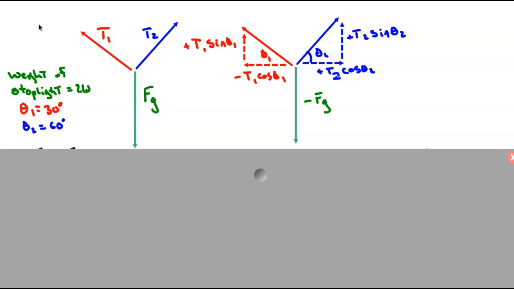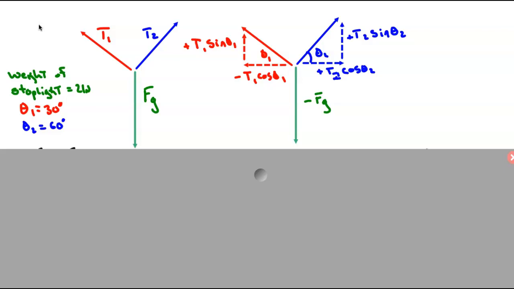So the problem states that a stoplight is hanging by two cables, right? With our free body diagram representation, we could label those either F1 and F2, or I like to use the letter T for tension, so T1 and T2. One cord's pulling up to the left, the other cord's pulling up and to the right, and the weight of the stoplight is pulling straight downward.